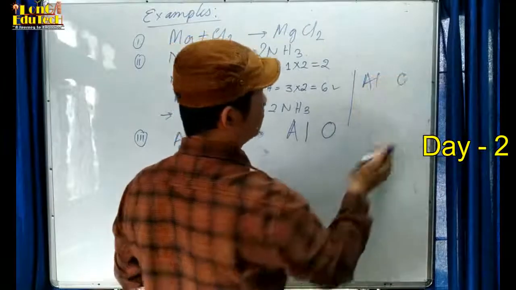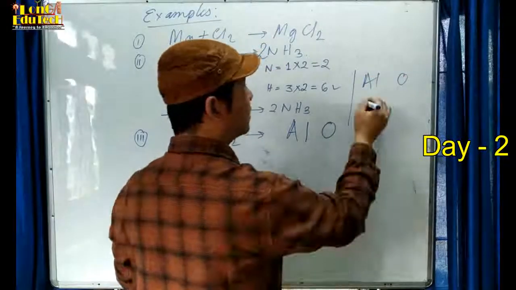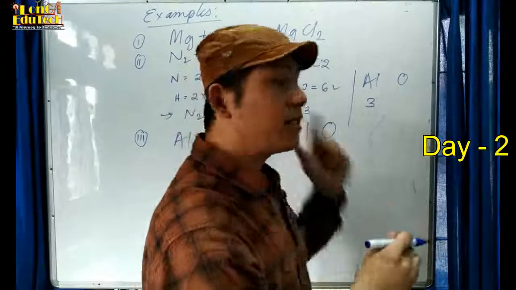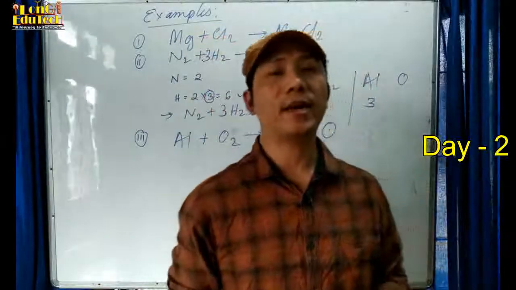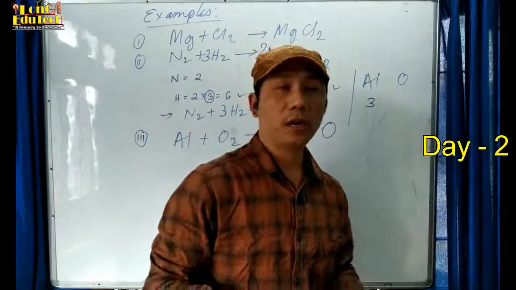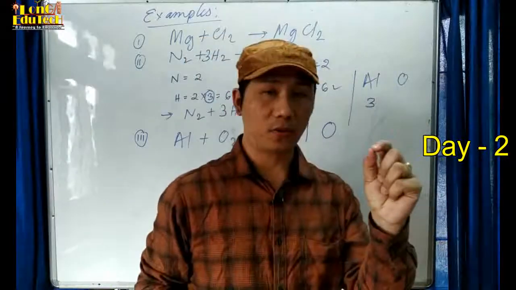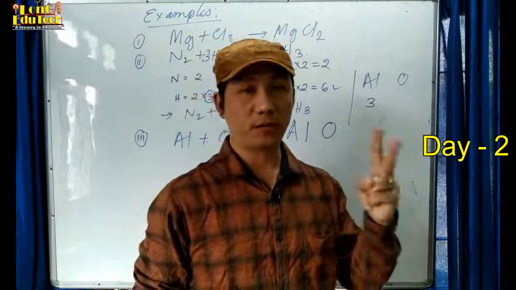Aluminium and oxygen. Aluminium's valency is 3. How to find out valency? You go back to your class 9 chemistry, chapter 3 and chapter 4. At the time of revision, you will come to know.